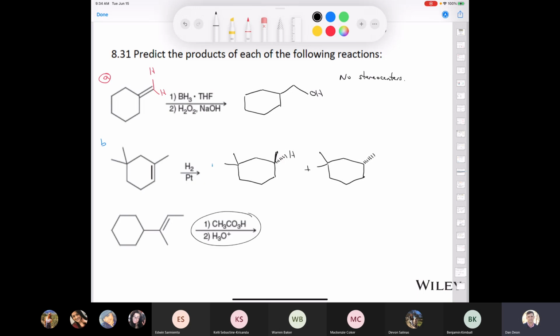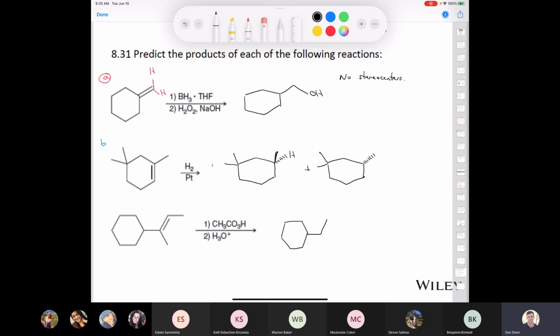Because you're treating it with a peroxyacetic acid. This is peroxyacetic acid, followed by hydronium. So we're going to get anti-addition. So why don't we start by drawing out our carbon skeleton? And let me see here. I want to be careful what I do here. It's going to look like this.